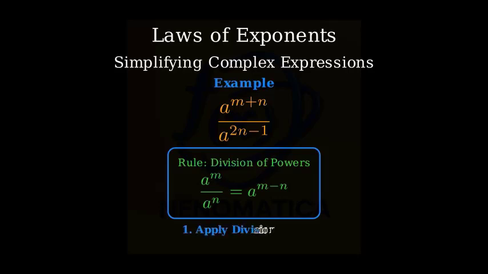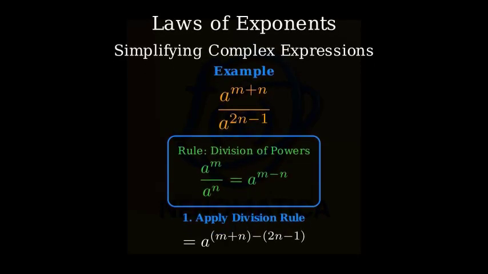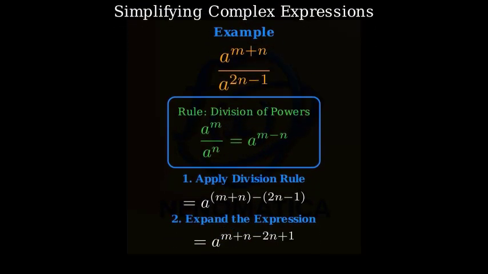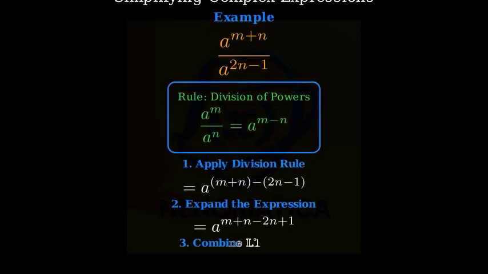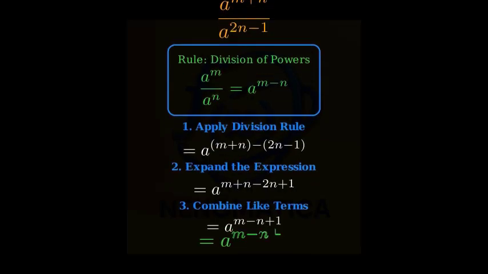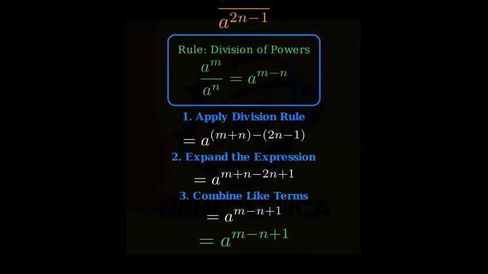Step 1. Let's apply the division of powers rule. We have a to the power of m plus n minus the denominator exponent, which is 2n minus 1. Step 2. Let's expand the exponent expression in the parentheses. We get m plus n minus 2n plus 1. Step 3. Let's combine like terms in the exponent. We have m plus n minus 2n, which simplifies to m minus n plus 1. Therefore, our simplified answer is a to the power of m minus n plus 1.